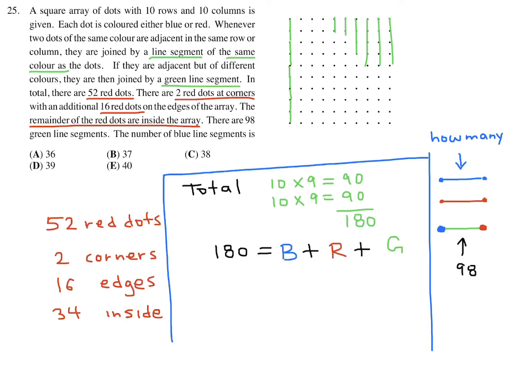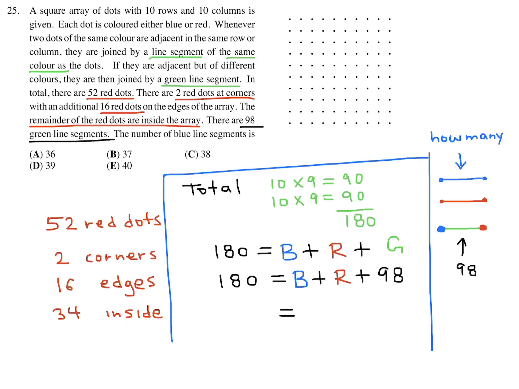That is our mathematical formula. And the good news is that they've given us at least one of these, right? They've given us the value for G right here. It's 98. There are 98 green line segments. So 180 is equal to blue. Let's maintain our colors theme. And plus 98. Okay? So that means that blue plus red is 180 minus 98, which is 82, correct? So far so good, right? I hope you're not lost.